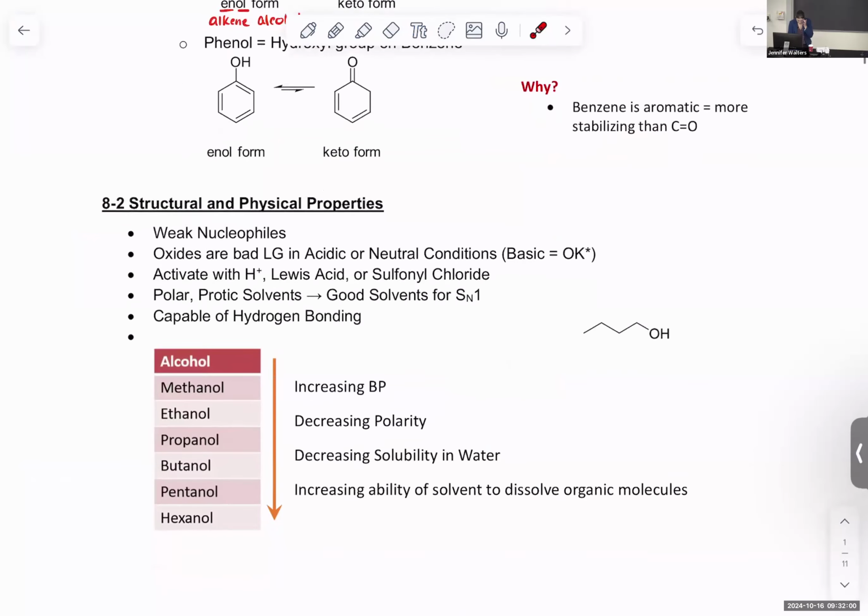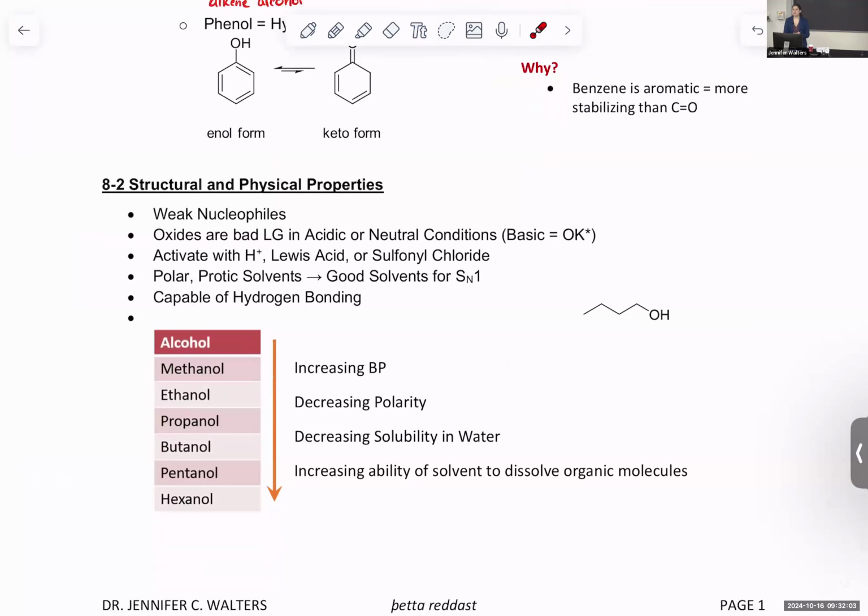Okay. Looking at our physical and chemical properties, our alcohols, when they are neutral, are weak nucleophiles, which makes sense because they don't have a negative charge. That's why we said the neutral oxygen went into that weak category. Our oxides are going to be the bad leaving groups because they were the strong bases. The O- was a strong base and a strong nucleophile. That made it a bad leaving group because it was just going to become something more reactive. So we weren't going to kick out an O-.